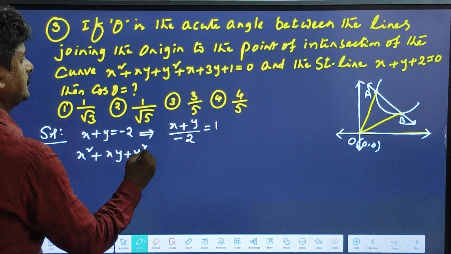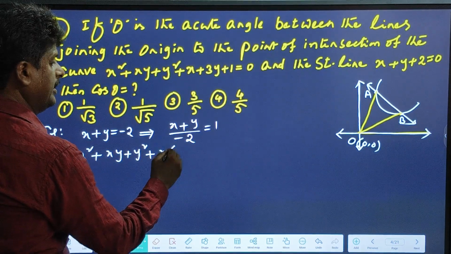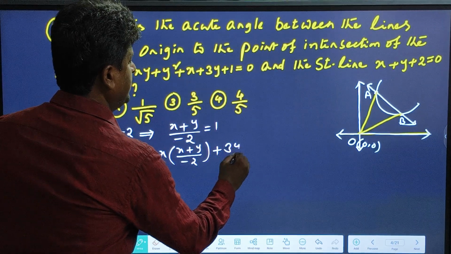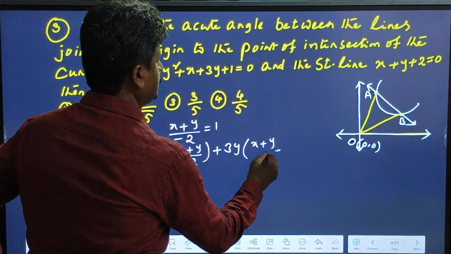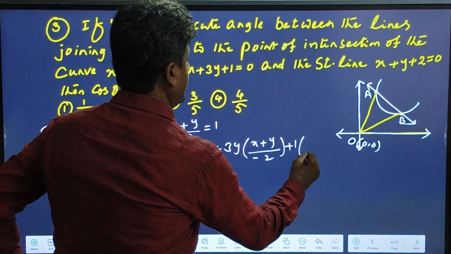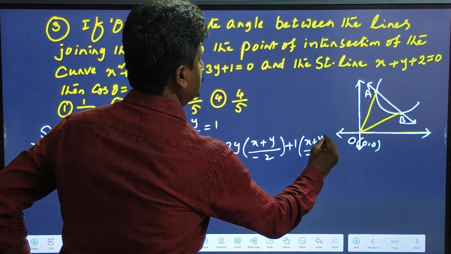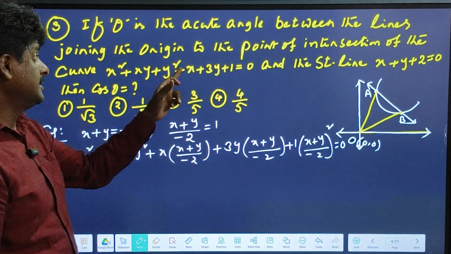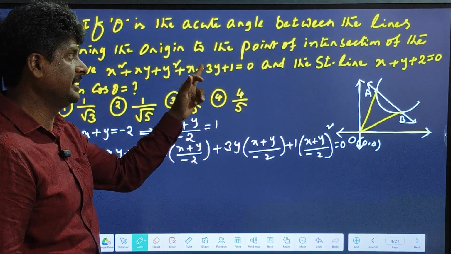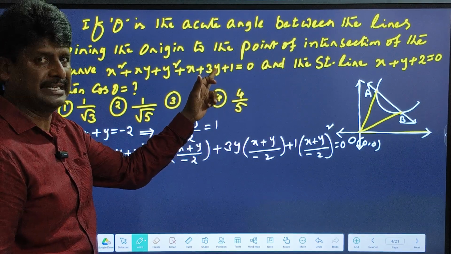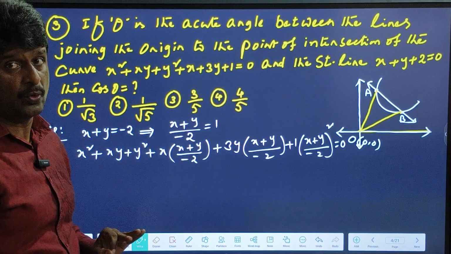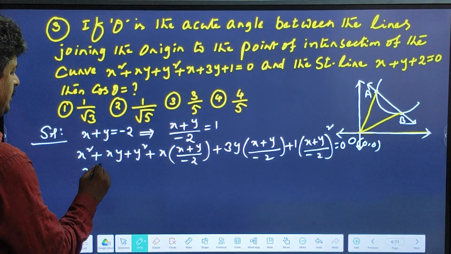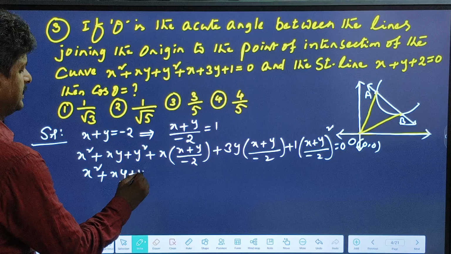Then x square plus xy plus y square plus x into 1, that is (x plus y) by minus 2, plus 3y into 1, that is (x plus y) by minus 2, plus 1 into ((x plus y) by minus 2) whole square equals 0. Here a single variable is enough to get second degree, and here two variables are required. That's why the square is used.